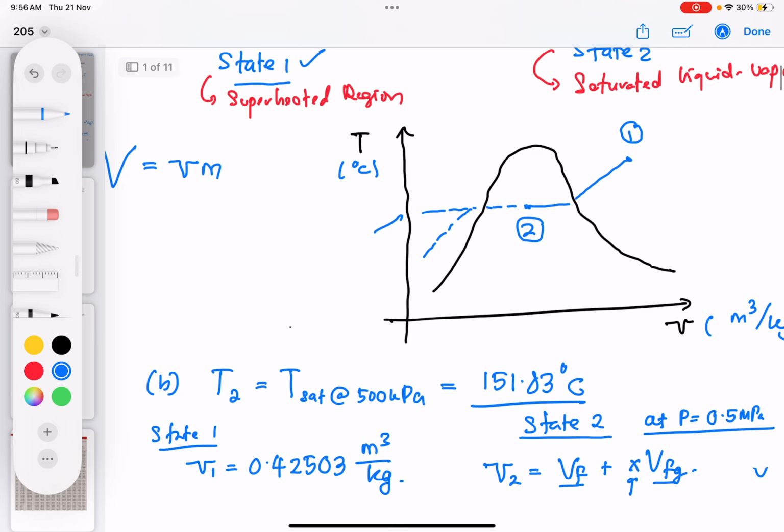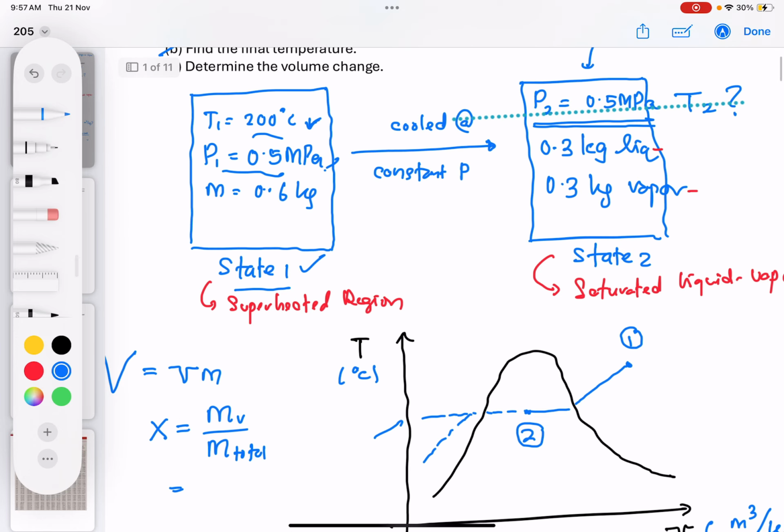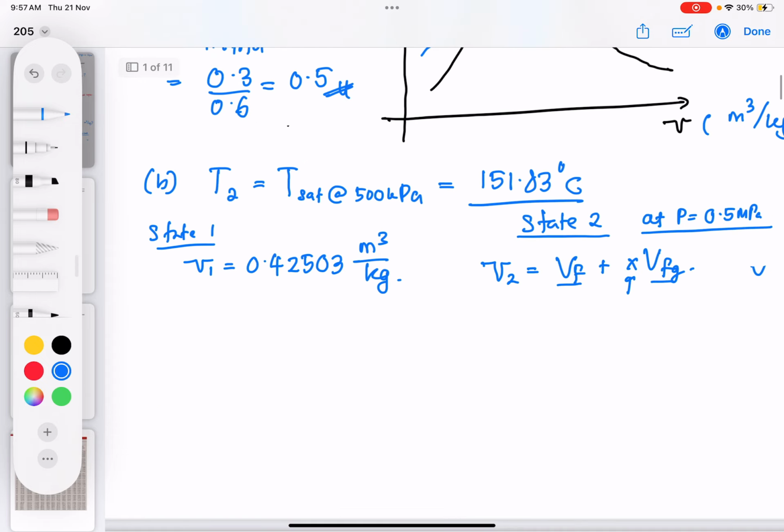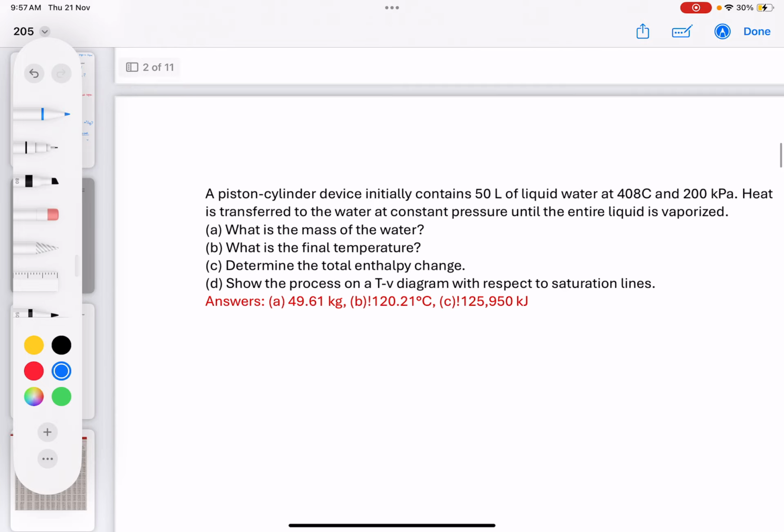But then I do know that the basic formula for the quality x is equal to mass of vapor divided by total mass. In this case, mass of vapor for state 2 here is 0.3 divided by total mass, which is 0.6. Then it's going to be 0.5. Therefore, I can obtain V2, so I need to find the Vf.